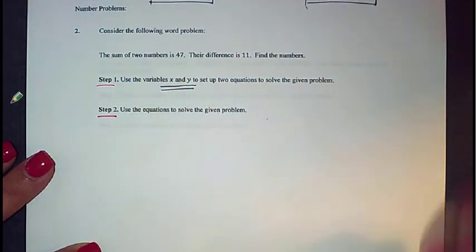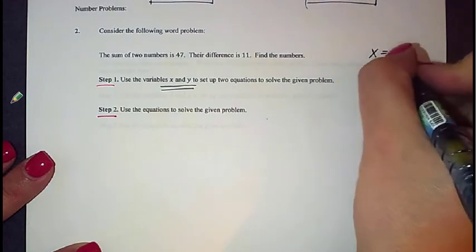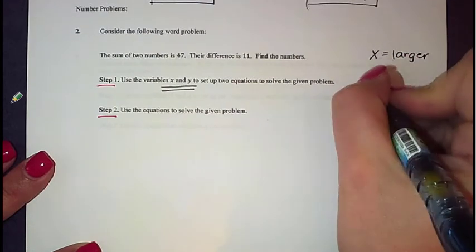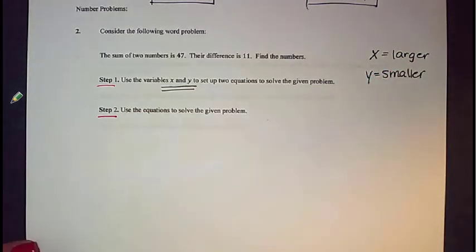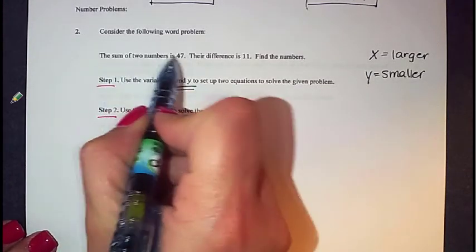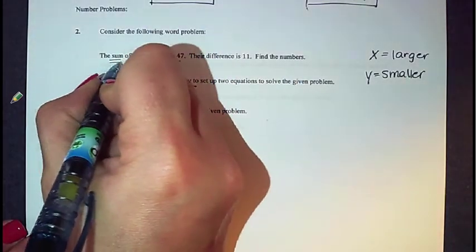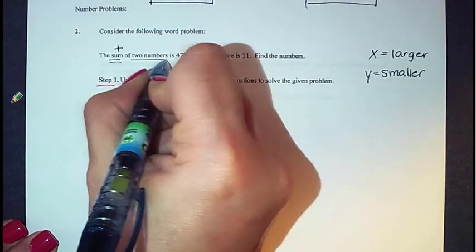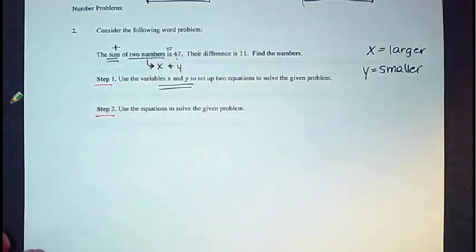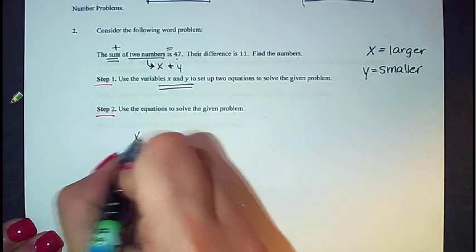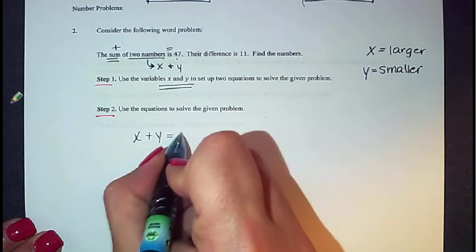What you might do out to the side of your problem is say that x is your larger variable and y is your smaller. This just makes it easier, especially on the bigger translation problems later on in the next example. So if we look at the problem here, it says the sum of two numbers is 47. Again, remember that sum means addition. The two numbers we're looking at, that's our x and the y. Remember, is again is an equal to. So this is going to be x plus y equals 47.